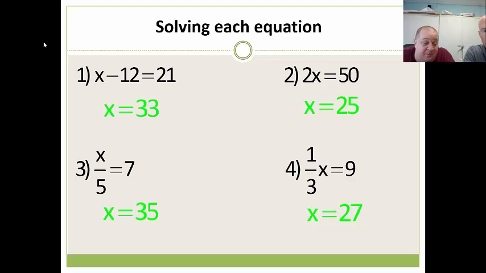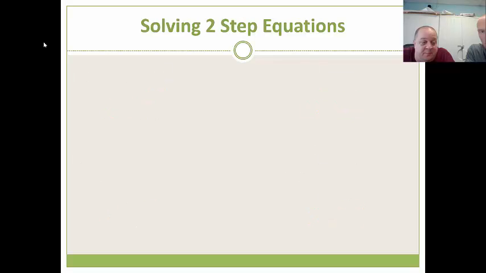In step 3, we have to multiply both sides by 5 to get the x by itself, so we would have 35. And then for number 4, we'd have to multiply both sides by 3 to get x equals 27. Hopefully you guys got those and we're off to a good start.